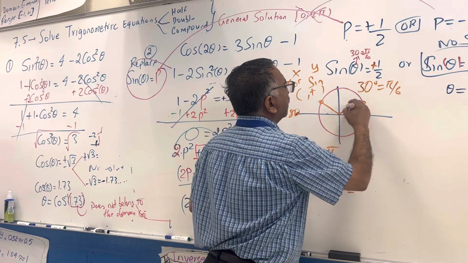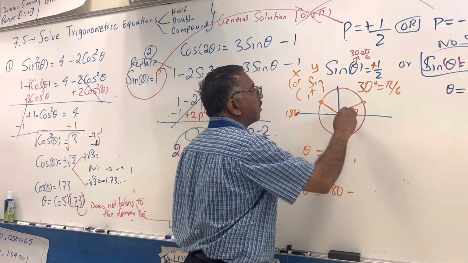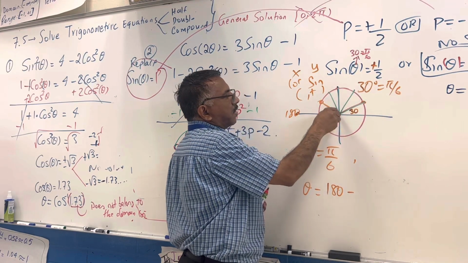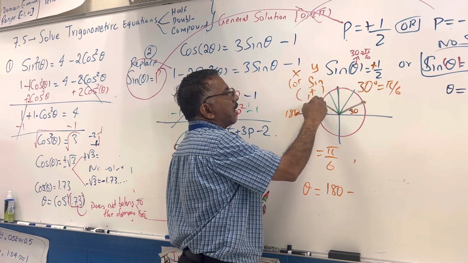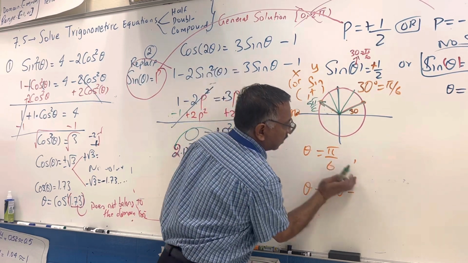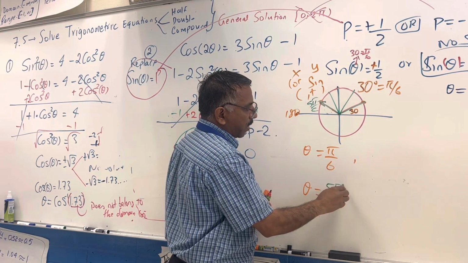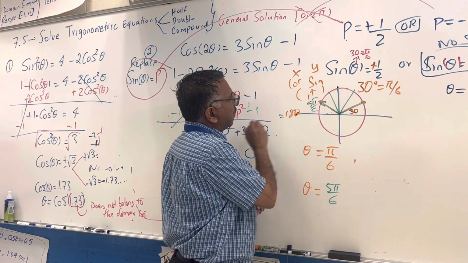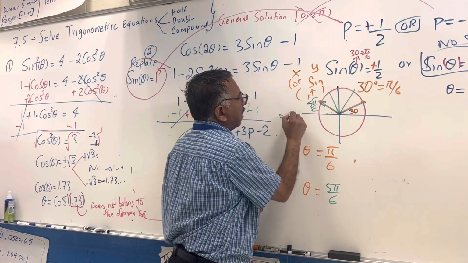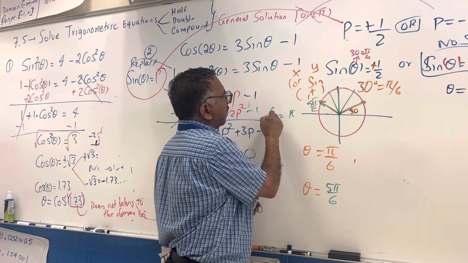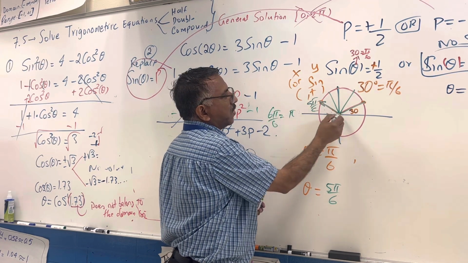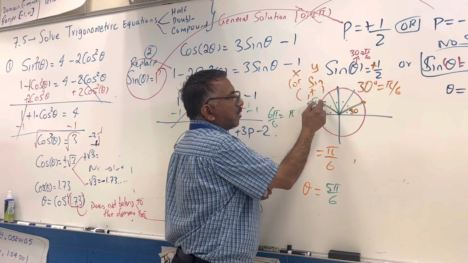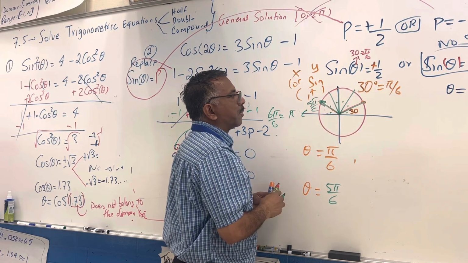So you have 1 pi by 6, then 2 pi by 6, 3 pi by 6, 4 pi by 6, and 5 pi by 6. That's the 5 pi by 6. So straight away we can write 5 pi by 6 as the answer. Because 180 basically means pi, and pi is 6 pi by 6, since there are 6 of them: 1, 2, 3, 4, 5, 6. But we want the one before, so 5 is the answer.